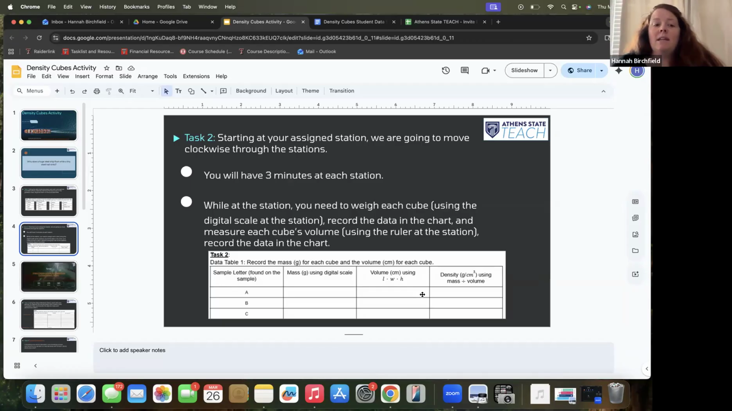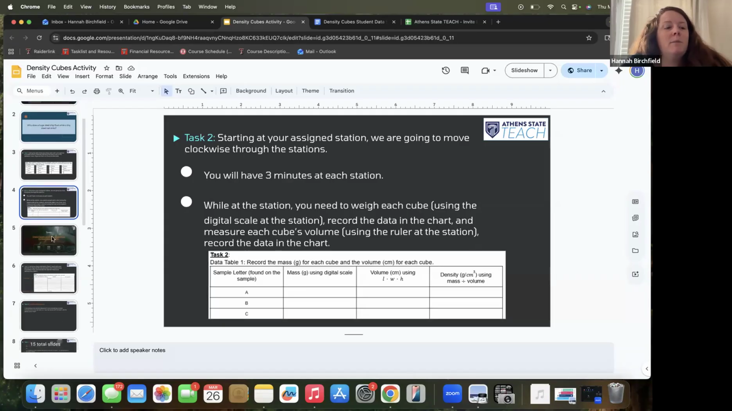But they will fill out that entire task two data table one with all of the mass and volume, and then they'll calculate density. Density is mass divided by volume. It has the little thing on here, and I would 100% let them use a calculator on this. There's no reason not to. Depending on how much you put here, this could be 25 to 30 minutes of your activity, depending on how many you have them do.